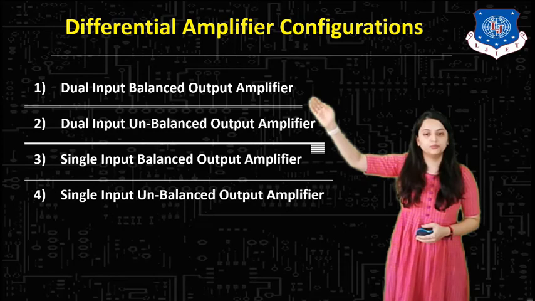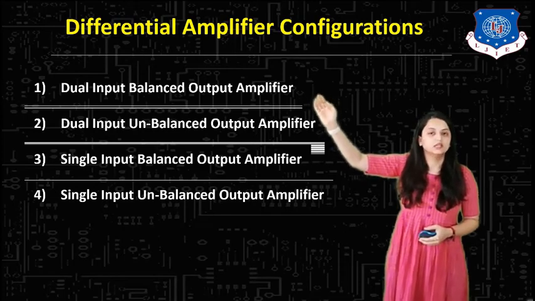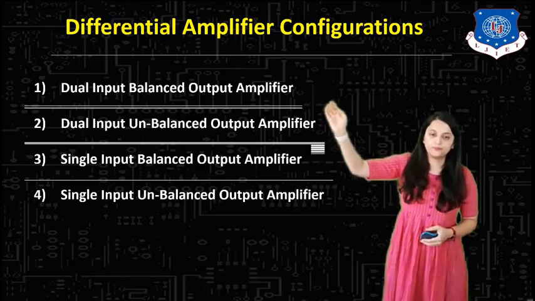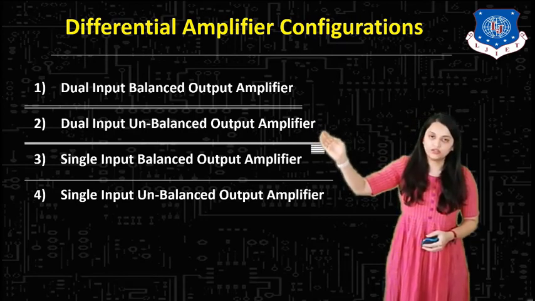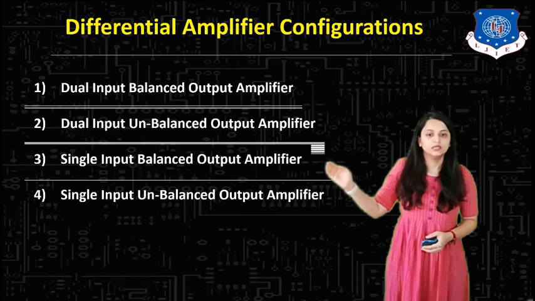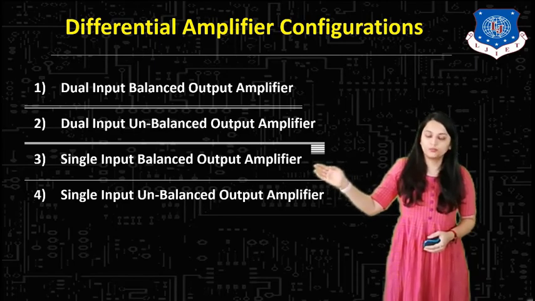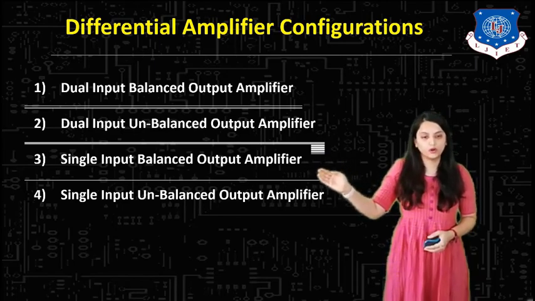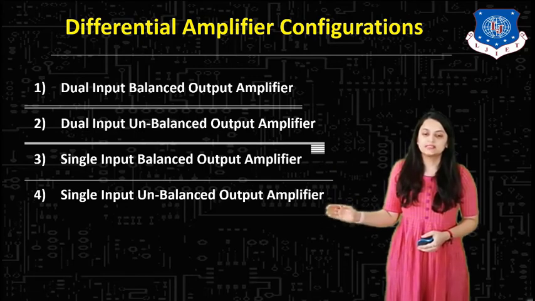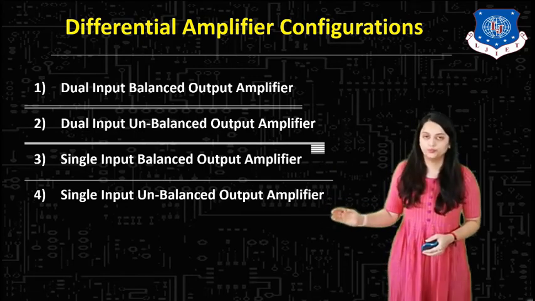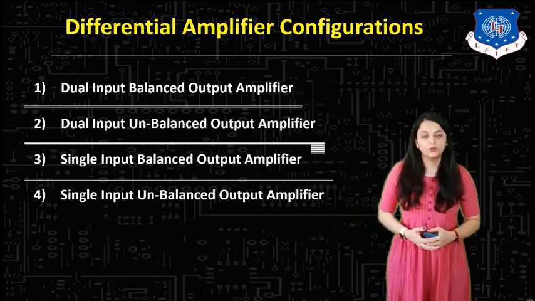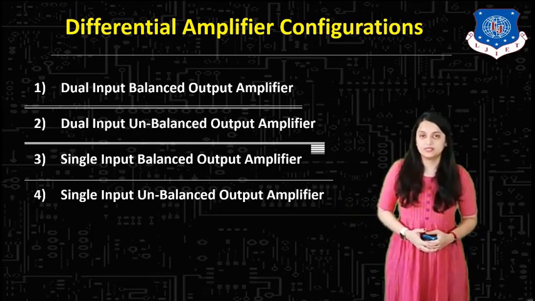First one, dual input balanced output, that is number of inputs 2, number of outputs 2. Second one is dual input unbalanced output amplifier, that is number of inputs 2, number of outputs 1. Third one is single input balanced output, that is number of inputs 1 and number of outputs 1. Fourth one is single input unbalanced output, that is number of inputs 1 and number of outputs 2. Okay, I hope that this configuration concept is clear to you now.